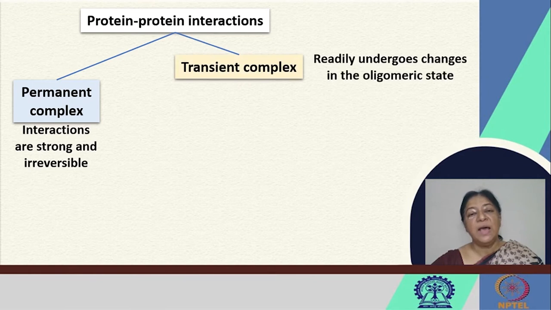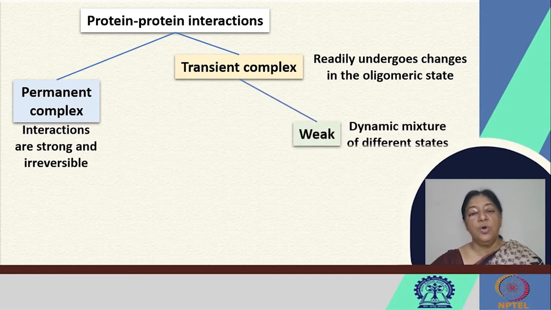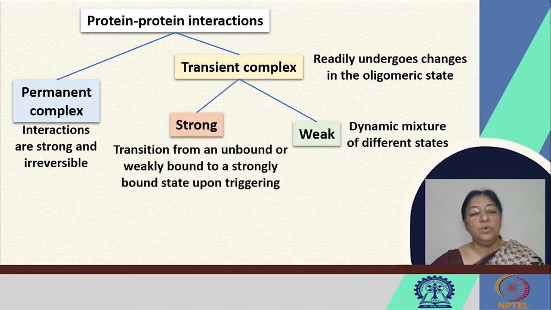On the other hand, we could have what is called a transient complex, where there is a specific change in the oligomeric state of the protein, or it could just interact for the specific process or reaction to occur. These can be of the weak type, where we could have a dynamic mixture of different states, or we could have a strong type where there is a transition from an unbound or weakly bound to a strongly bound state upon triggering. That could be the binding of a small molecule, a metal, or a cofactor that is going to trigger a specific reaction that requires a protein-protein complex to be formed.